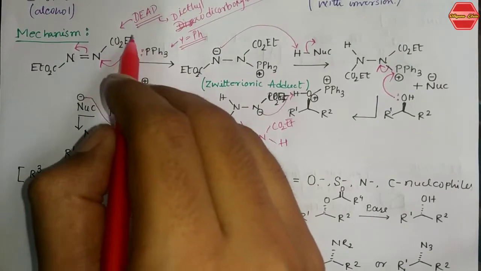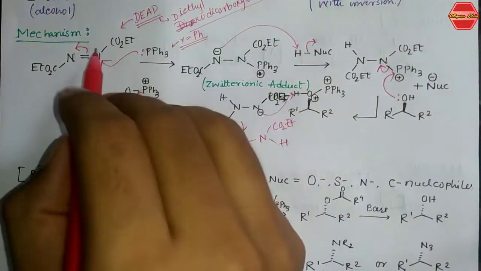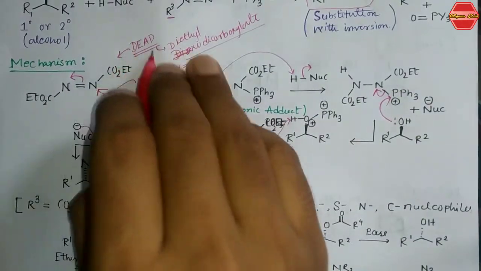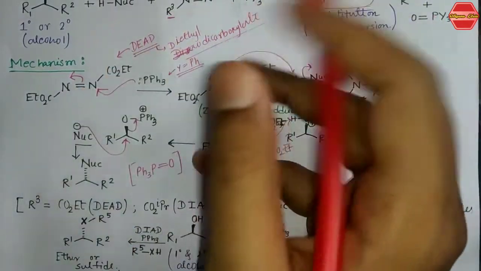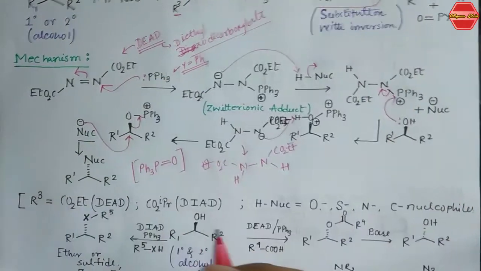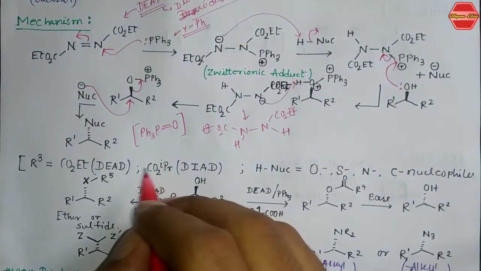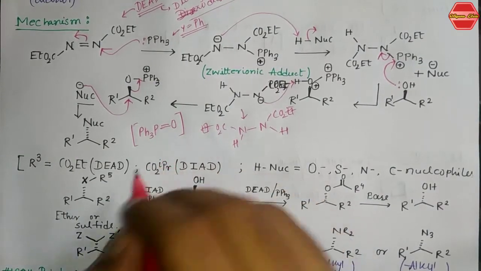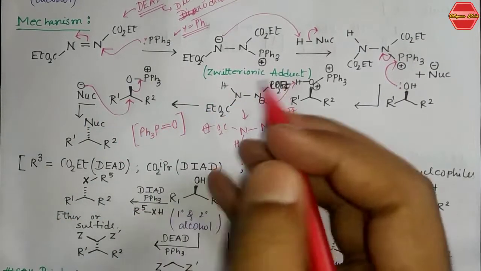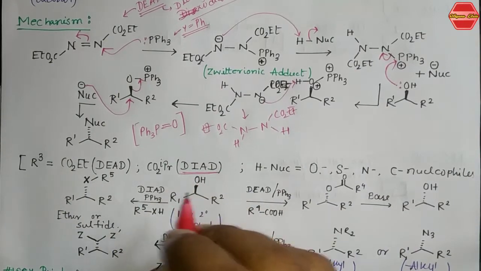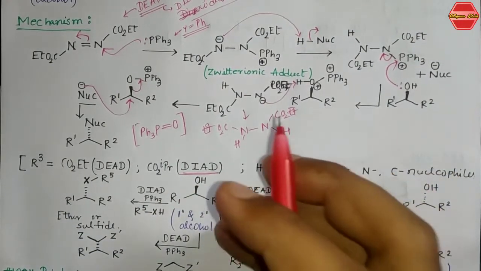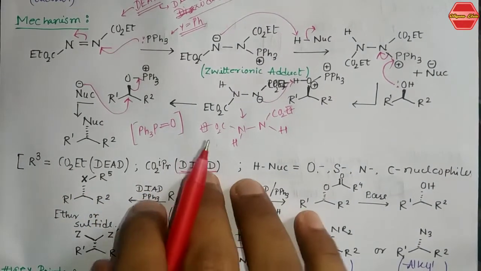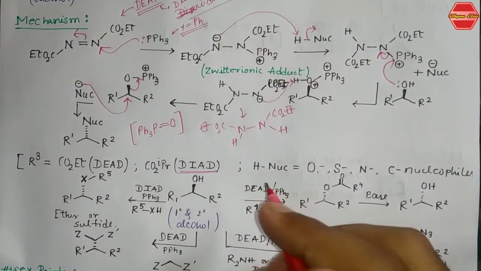Now, as you can see here, I have written R3 and R3, and when we are using CO2 Et in the place of R, it will be called DEAD. Now when we are using CO2 iPr, that is a CO isopropyl group, in the place of R3, it will be called DIAD, that is basically diisopropyl azodicarboxylate. So this is nothing much different. It is also used for this Mitsunobu reaction.